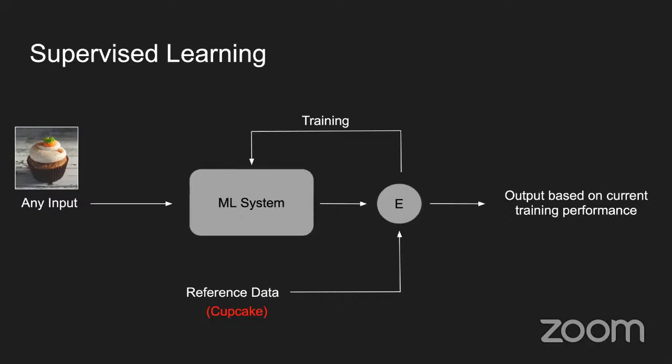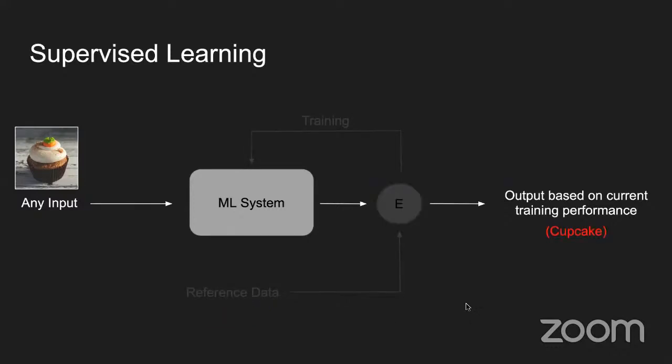Now, in this case, if you're passing the input as a cupcake, I'm actually giving it reference data, which is the text "cupcake." That text is called labeled information. So I have a photo of a cupcake, but my machine learning model does not understand that this is the photo of a cupcake, because it doesn't know what a cupcake is, right? It has never seen one. So I'm showing it a cupcake and I'm giving it reference data, which is basically text input that says this is a cupcake. And the ML system then takes this data and basically learns from it.